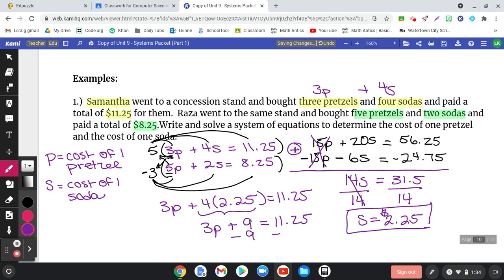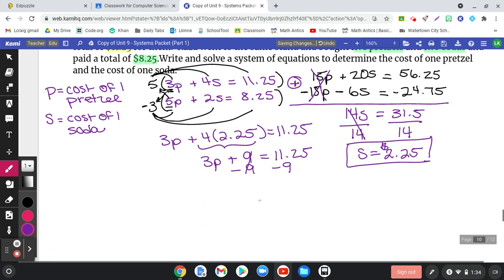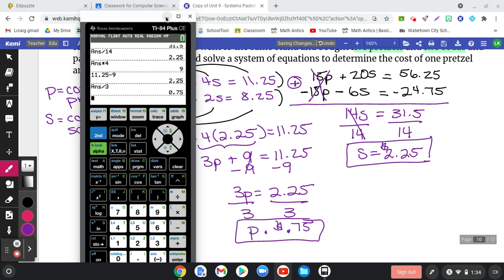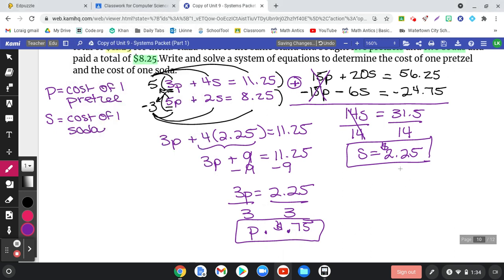We'll subtract the 9 from both sides. So 3p equals $2.25. Divide by 3. Or you could just do $11.25 minus 9. If you want to check it in your calculator, divided by 3. That means that each pretzel is 75 cents. Okay? You would have been guessing quite a while trying to figure out those values. All right, let's do another one.